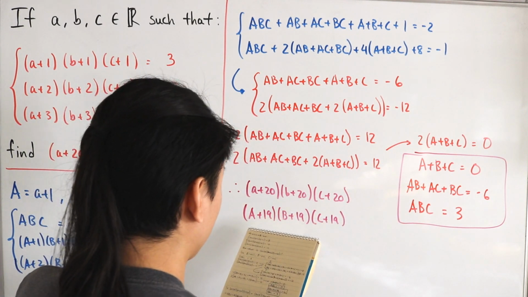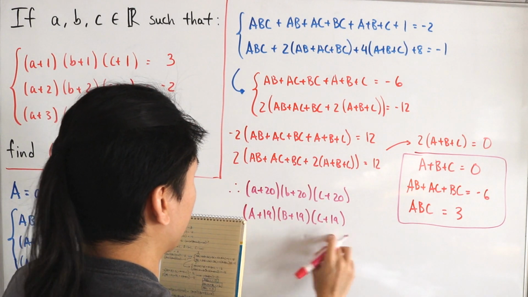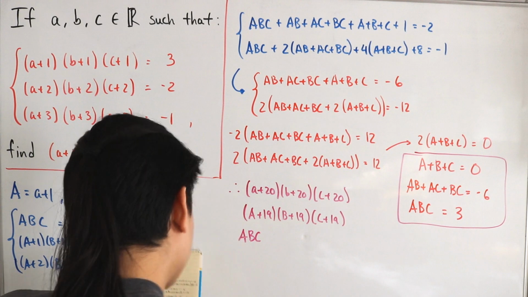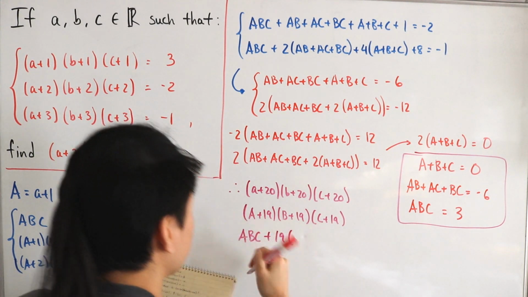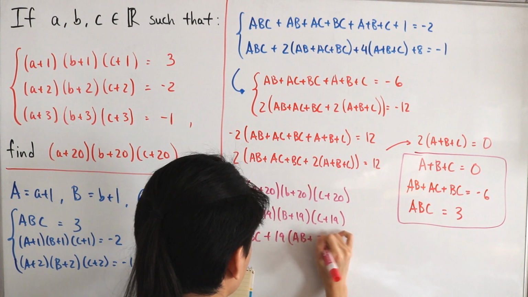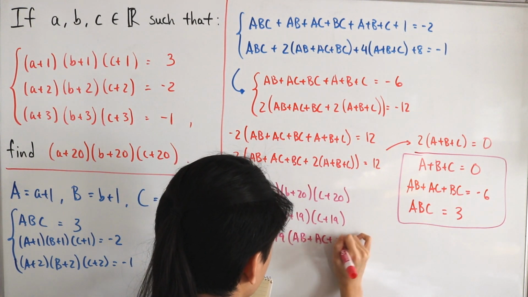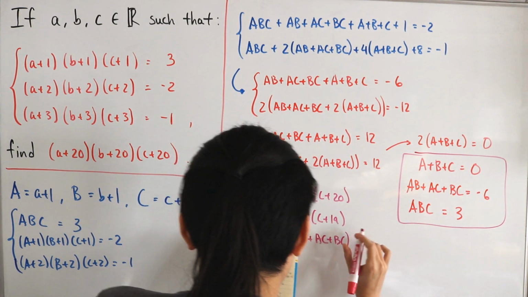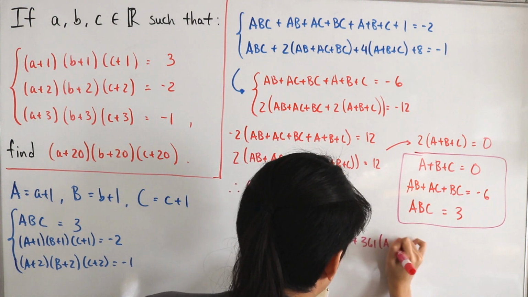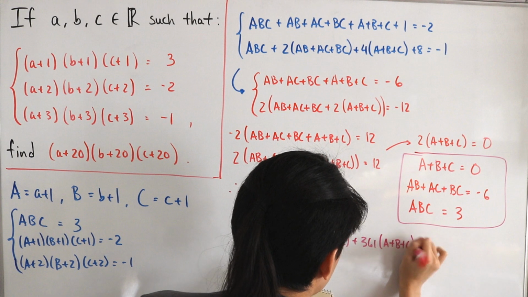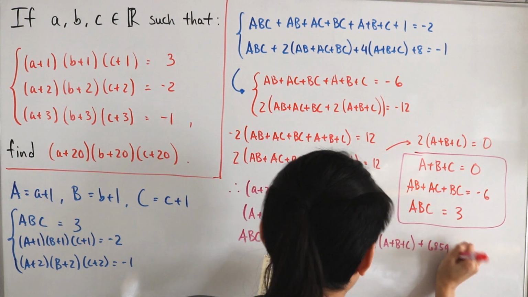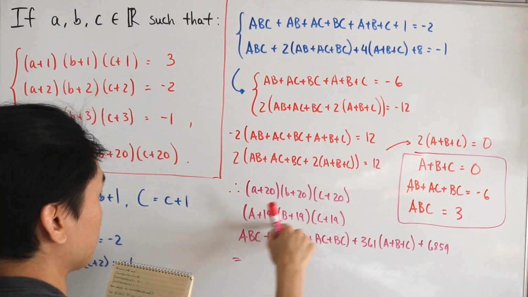Then if we substitute all this out, for one, let's expand this out first. So what we get is ABC, then plus 19 times (AB + AC + BC), then plus 361 times (A + B + C), then of course add this with 6,859. That's from that entire expansion over here.